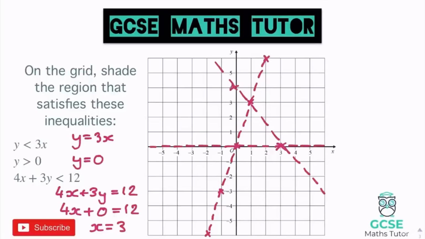That last line is drawn. Now you could have taken a different approach for that one again. You don't have to take this approach. Just remember, to get that into the form y equals mx plus c, we'd have to take away the 4x from both sides.